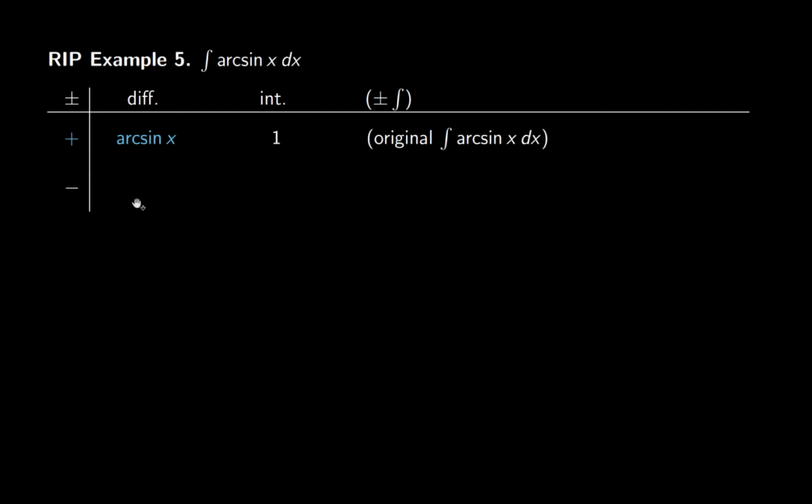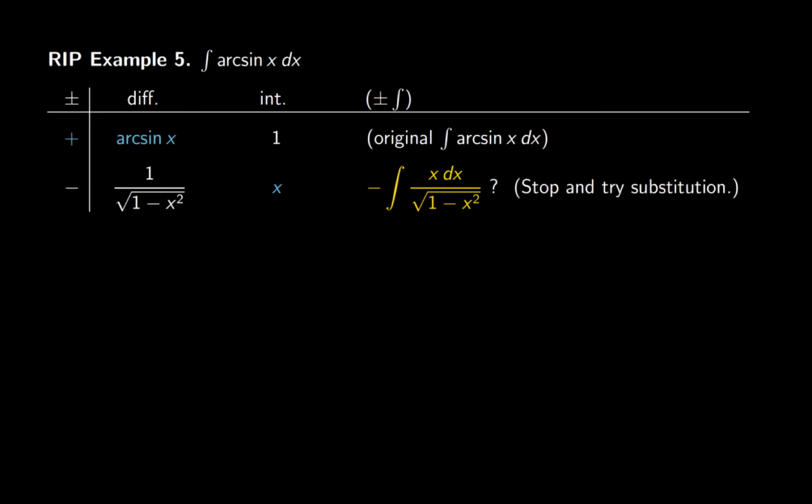Apply the procedure by alternating a plus sign to get a minus sign, differentiate arcsin, integrate 1, and then take the product of the negative 1 times 1 over root 1 minus x squared times x, and integrate that product. How do we do this? Well, we should stop and try substitution, right?